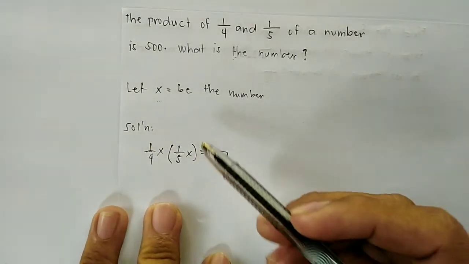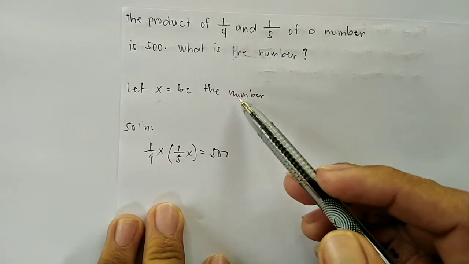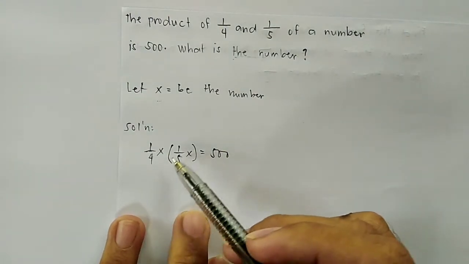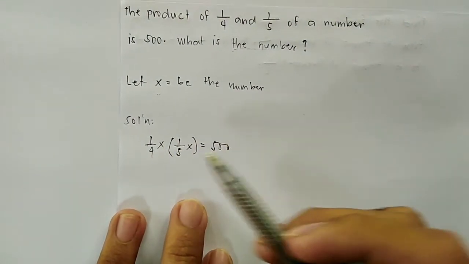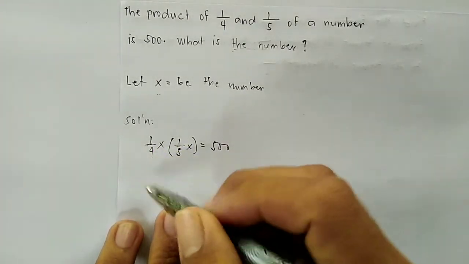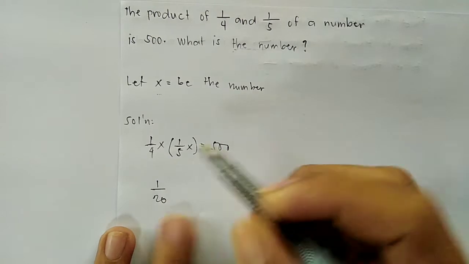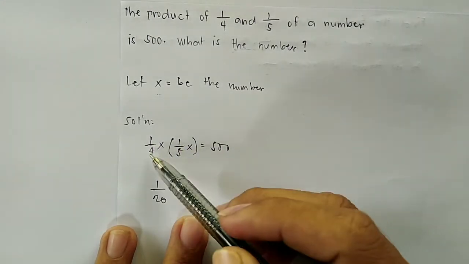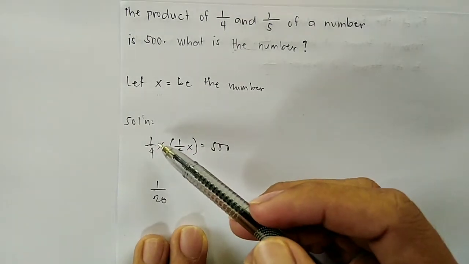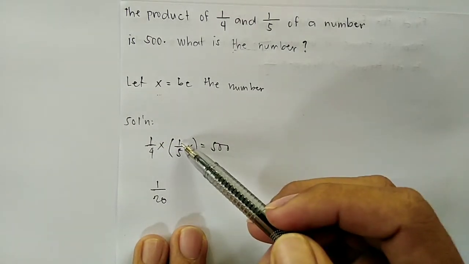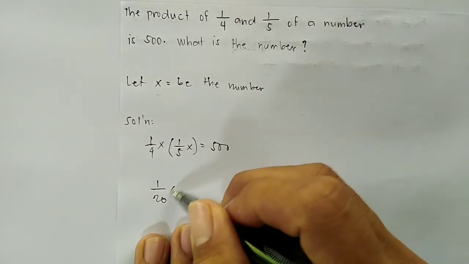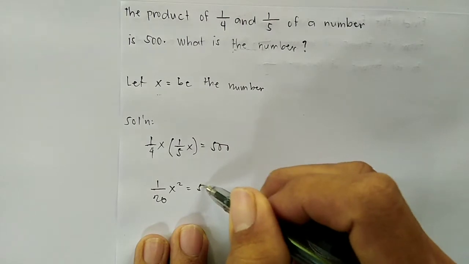Next, our target is to find the number. That is x, so we have to solve for x here. To simplify further, we multiply the left side. 1/4 times 1/5 is 1/20, because 1 times 1 is 1 and 4 times 5 is 20. That is the rule for multiplying fractions: multiply numerator to numerator, denominator to denominator. Then x times x is x squared, equal to 500.